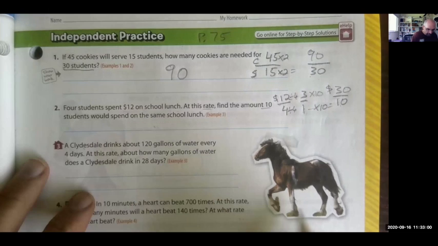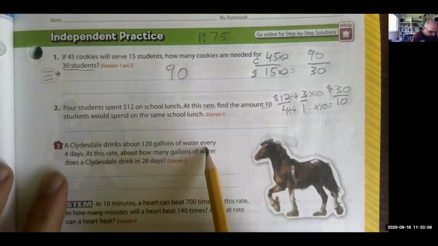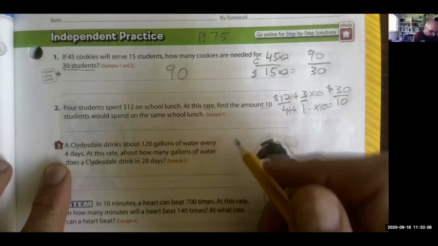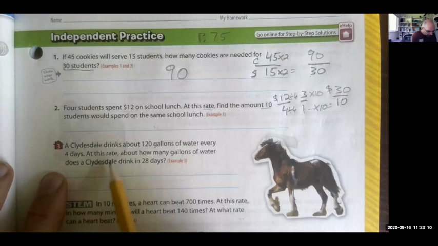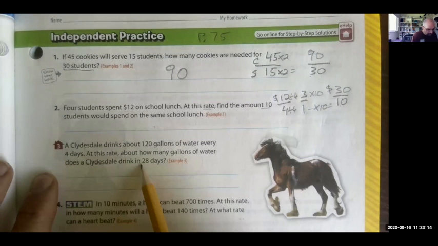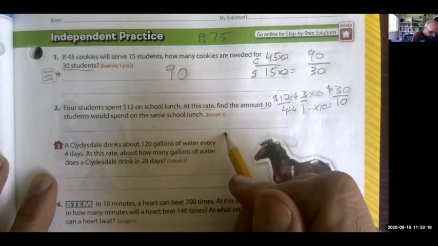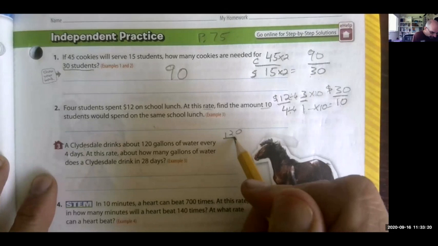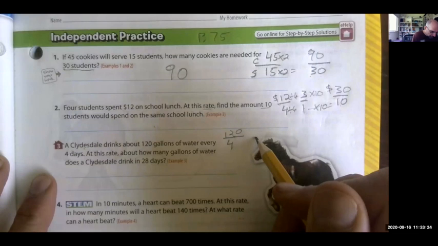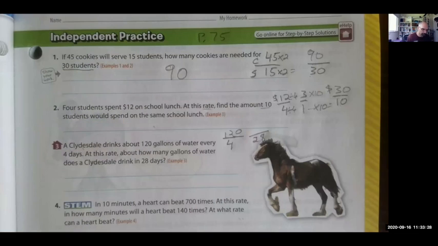A Clydesdale, that's as big a horse as a Clydesdale, drinks about 120 gallons of water every 4 days. Woo, that's a lot. So at this rate, about how many gallons of water does a Clydesdale drink in 28 days? You'll set this up with 120 gallons every 4 days, and we want to compare that to 28 days. What will it be? Okay, ready, go.